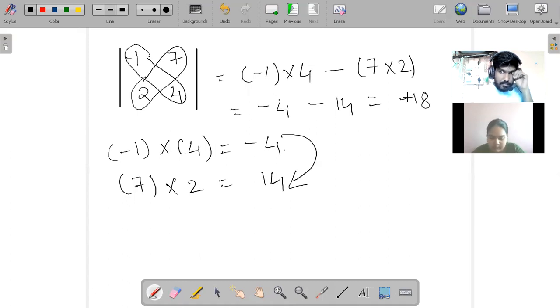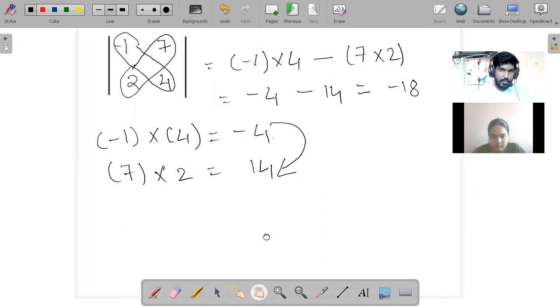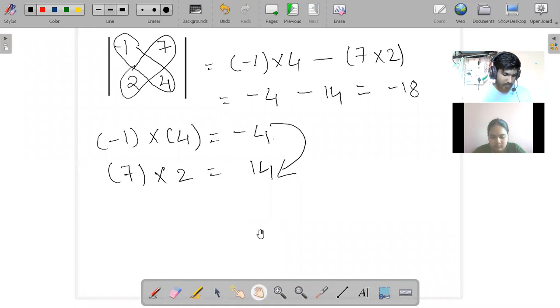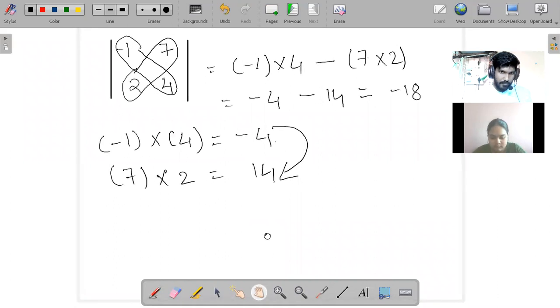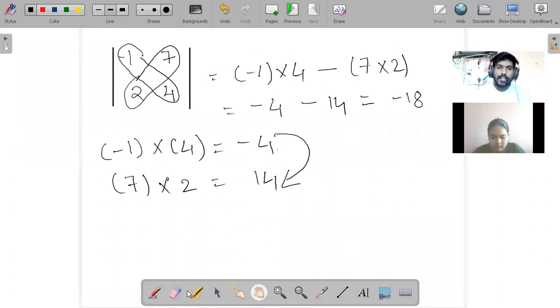Yes. Same thing for the next one. Can you tell me what the answer will be for the next one? And one more thing: you don't write it like this, because there will be confusion. Write it in one line only, like this. Okay?